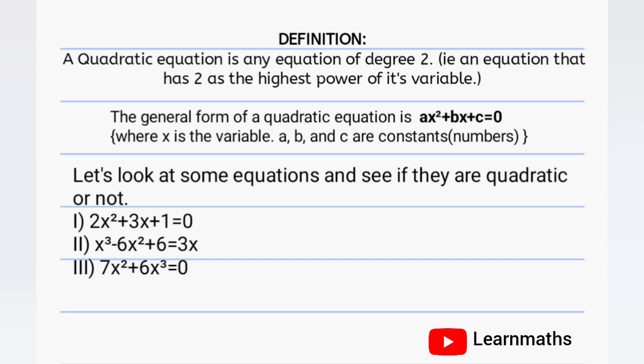Alright, it is 3. So this is not a quadratic equation, this is a cubic equation. Let's look at the third one, which is 7x squared plus 6x raised to power 3 equal to 0. This is also a cubic equation because we have 6x there raised to power 3.